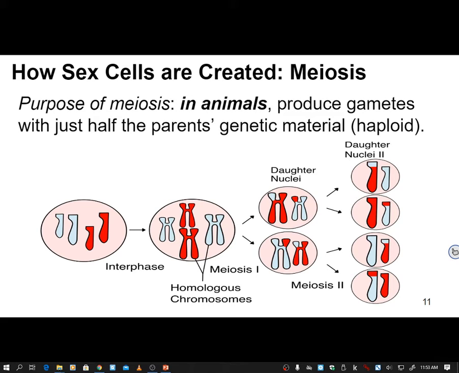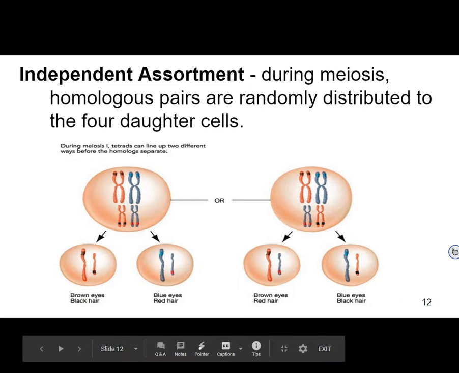You go from 1 to 2 cells, and then you go through meiosis again and go from 2 cells to 4 cells. Now for men, they have 4 sperm that they make. For women, there are like 4 eggs. There's one larger that is our egg, and then we have 3 what are called polar bodies, and they end up just being waste. So we truly only make 1 egg out of that.